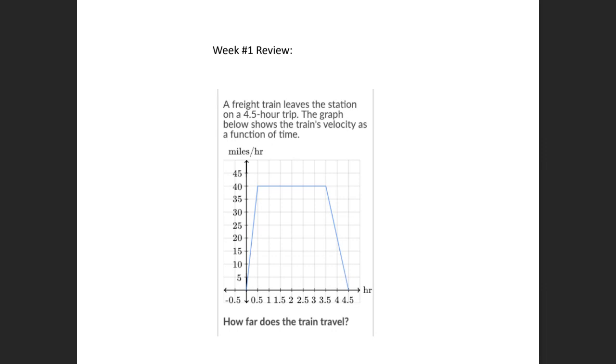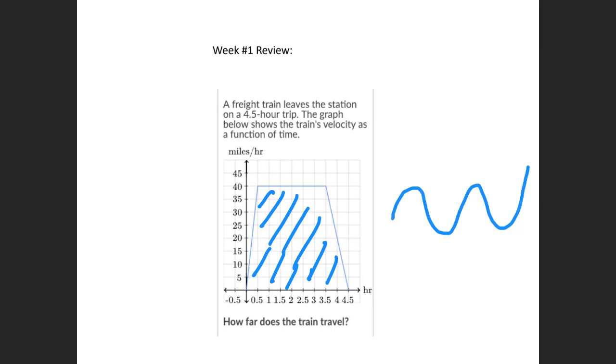For example, in this example here, it says that this is the graph of the velocity of a train, or the speed of a train. The train picks up speed, then it goes 40 miles an hour for some time, and then comes to a stop. Well, if you find the area underneath this curve, it gives you total distance traveled, which is kind of an interesting concept. And it works. It could be a function that looks like this, which gives us a lot of possibilities.